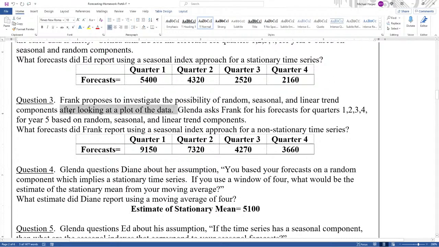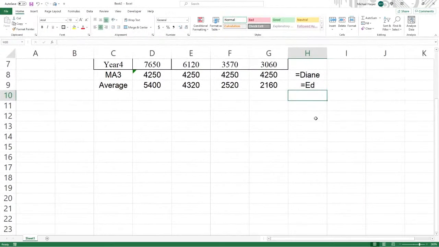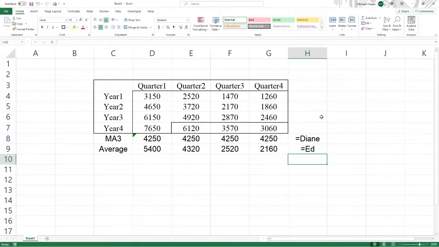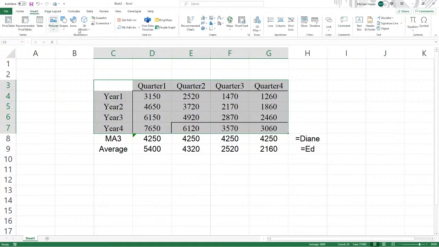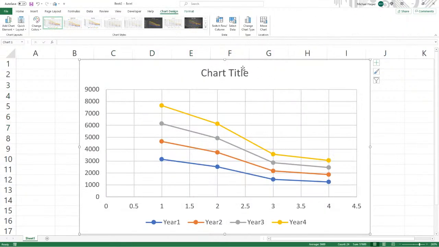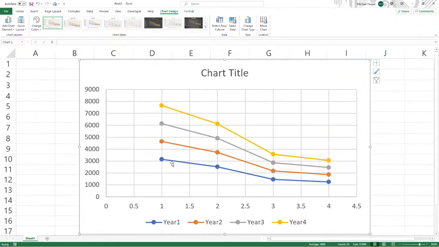Okay, good idea. You should always plot the data to see what the time series looks like. So when it's in this format, it's easy to plot the data. Just highlight it, come up to Insert, down here to Charts, and let's just plot the charts, and there we are. We see here year 1 is blue, year 2 is orange, year 3, and there's the 4 quarters, 1, 2, 3, 4. So we can see that the pattern repeats every year.